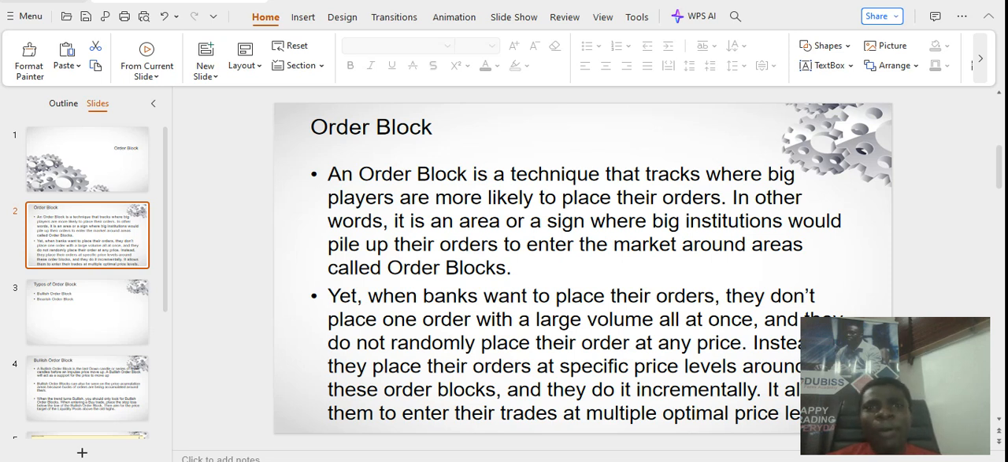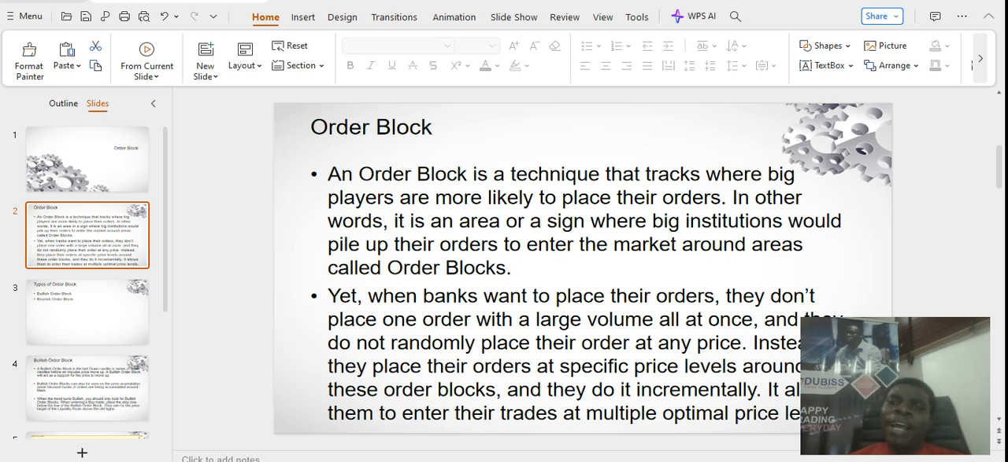An order block is a technique that tracks where the big players, that is the institutional traders, are more likely to place their orders. In other words, it is an area or a sign where the big institutions will pile up their orders to enter the market. Such an area is called an order block. Now look at this.